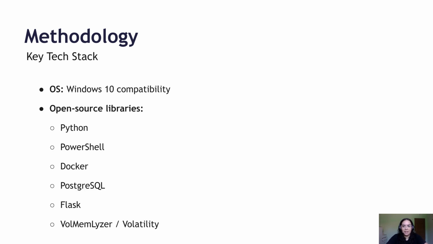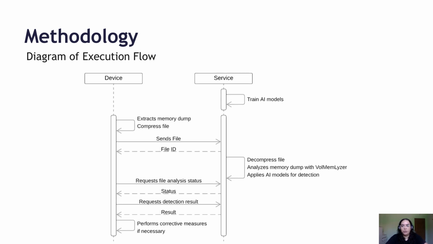The complete technology stack includes Windows 10 compatibility on the client side and, on the server side, Python for scripting and data processing, Flask for the web API, Docker for containerization, Postgres for data persistence, and Vulneralizer with Volatility for memory forensics. The diagram shows the complete execution flow connecting all components I just described.